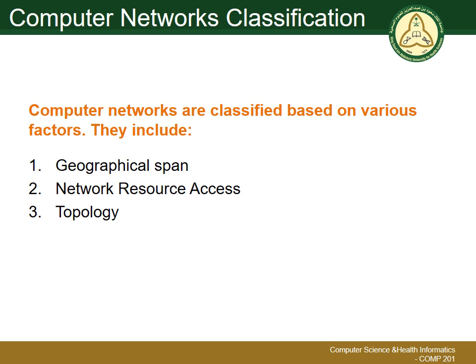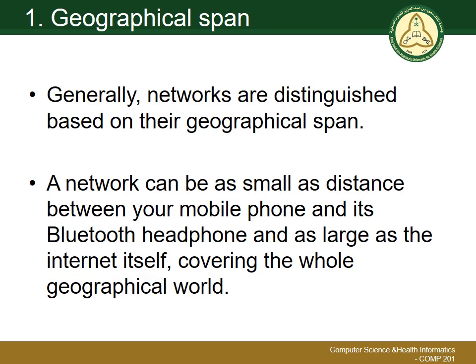Let's talk a little bit into details in this. When we talk about geographical span, we mean networks are distinguished based on their geographical span, whether they are in a small physical area or large geographical area. A network can be as small as the distance between your mobile phone and your Bluetooth headphone, and as large as the internet itself, covering the whole geographical world. So that is what we mean by geographical span. Is it small distance or is it large distance?